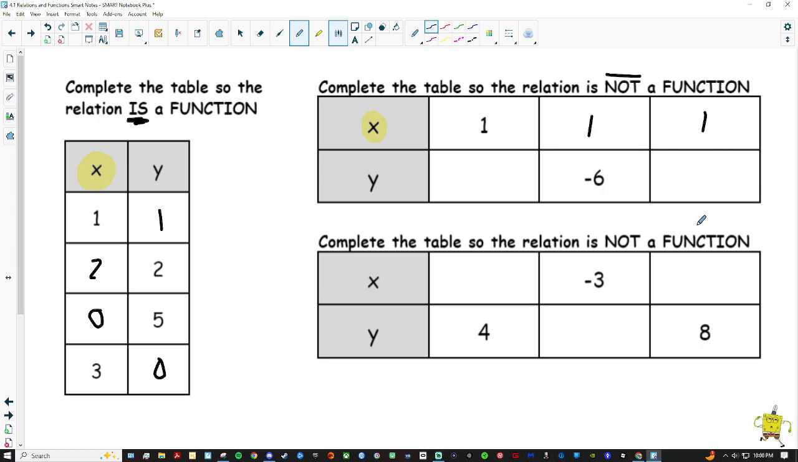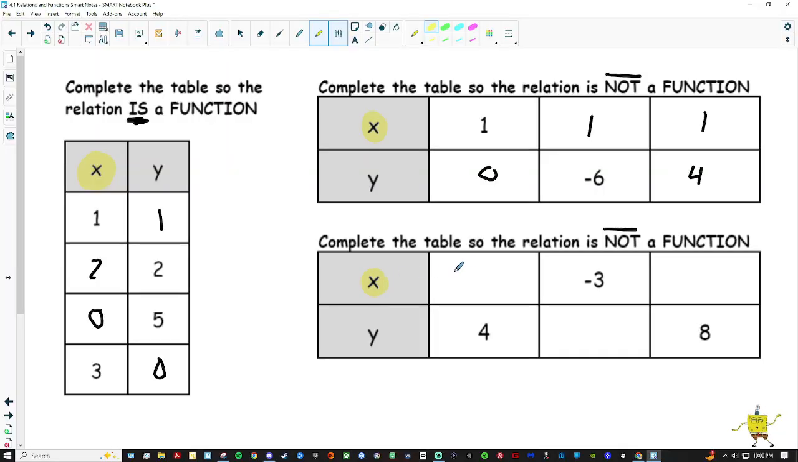I could even do another 1. Now it really fails. All 1s, big no-no. Put in any other numbers. Because I have more than 1 1 in my x value, this fails. One more time, let's make it not a function. As long as one of my x values repeats, it fails.